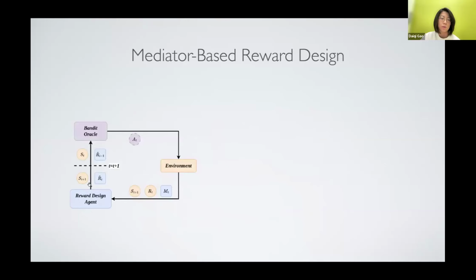So we use a reward design agent, which uses previous data to learn the surrogate reward. And then the surrogate reward will be fed into a bandit oracle, which chooses an action based on the current state. Then the new information will be given to the reward design agent to update the surrogate reward online. Regret is a measure of the difference between the cumulative rewards given the true optimal actions and the actions we choose.